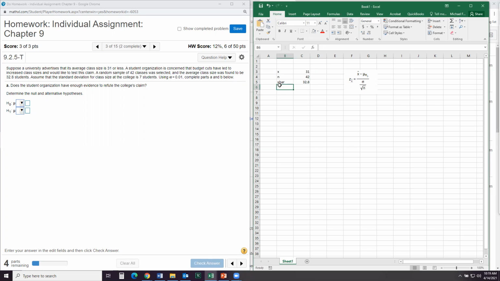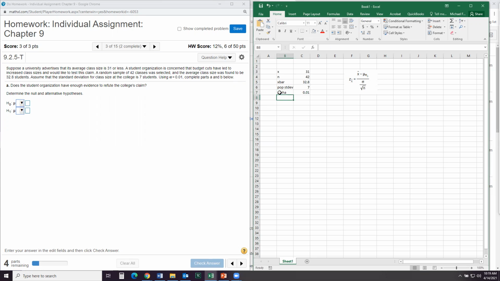And then it tells us our population standard deviation is 7. And that's important, because if it was a sample standard deviation, that might change things. But this is a population standard deviation. It just says the standard deviation for class size at the college is 7 students. And then our alpha is 0.01. So that's all of the information it gives us.